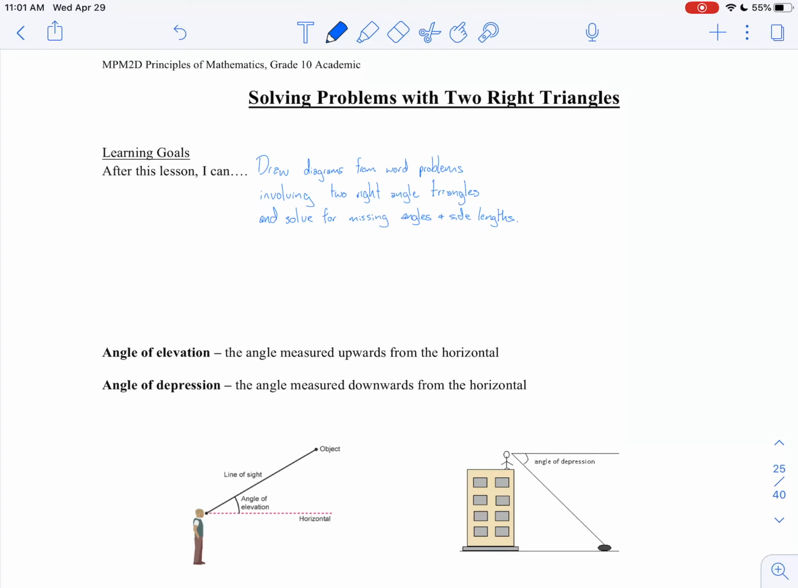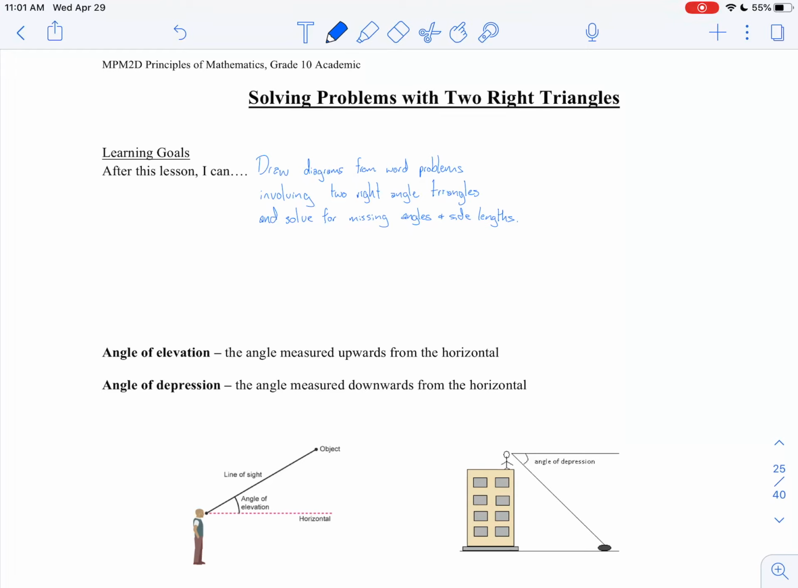Okay, today's lesson is on solving problems with two right triangles, a step up from last lesson where you're solving problems with one right triangle. We're going to start with some easier problems, review angle of elevation, angle of depression, review solving for a side length and an angle in a triangle.